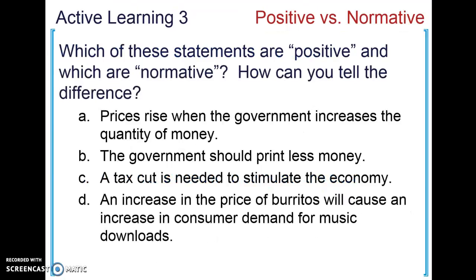Take a look at these four statements and determine whether the statements are positive or normative, and how can you tell the difference. And we will discuss this in class.